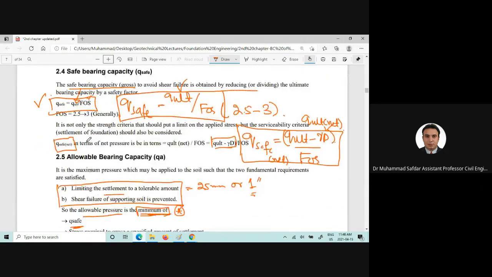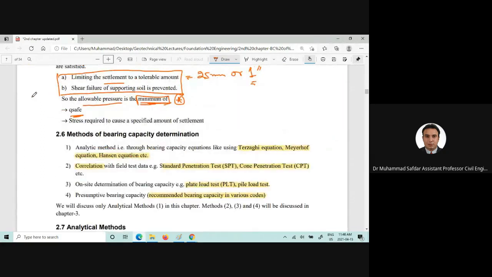For example, here, this is the Q safe. So we'll get a value from this one, and this is the shear failure criteria. Now, there is another criteria, which is the settlement criteria. So we will also get the value of the Q from the settlement criteria, and the minimum of these two will be the Q allowable for that soil and for that foundation as well. I hope it's clear.